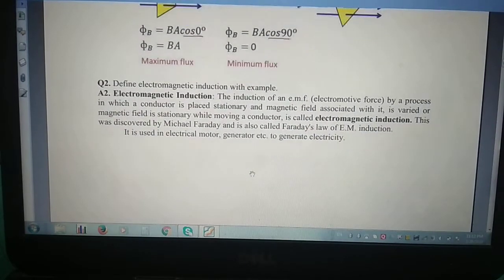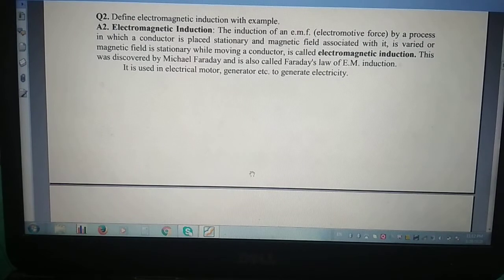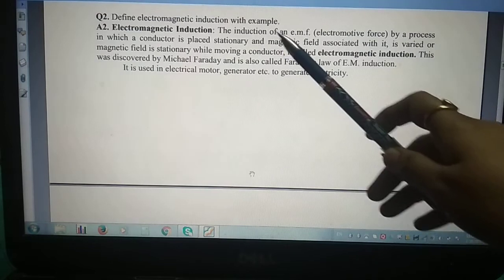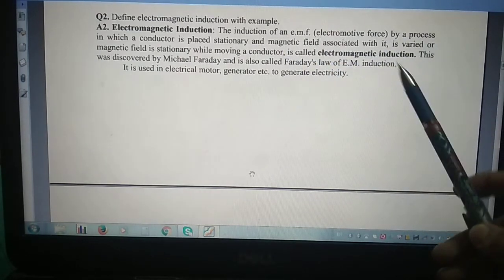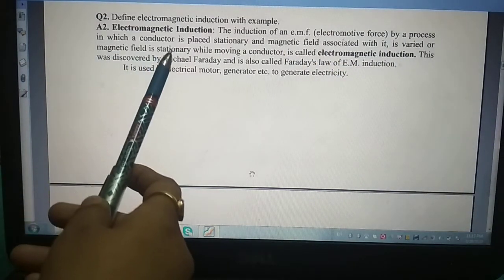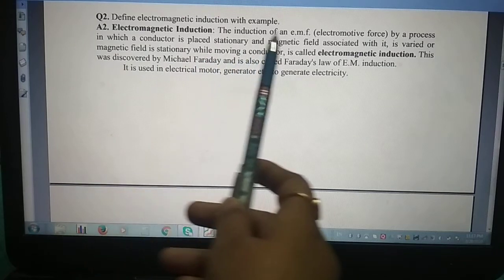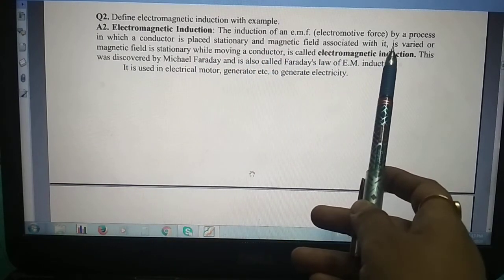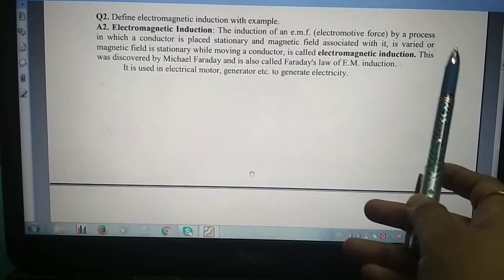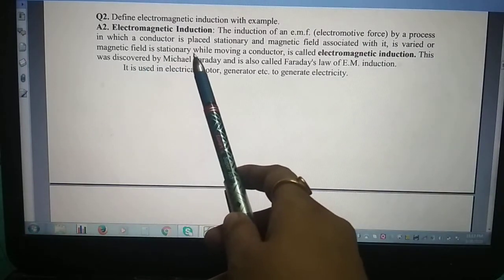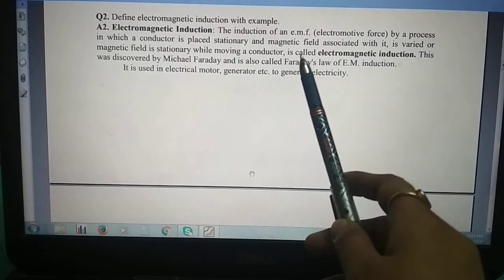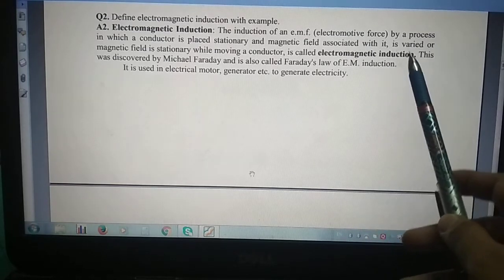Okay, let's come to the second question: define electromagnetic induction with example. Let us start with electromagnetic induction. The induction of an EMF by a process in which a conductor is placed stationary and the magnetic field associated with it is varied, or the magnetic field is stationary while the conductor is moved, is called electromagnetic induction.